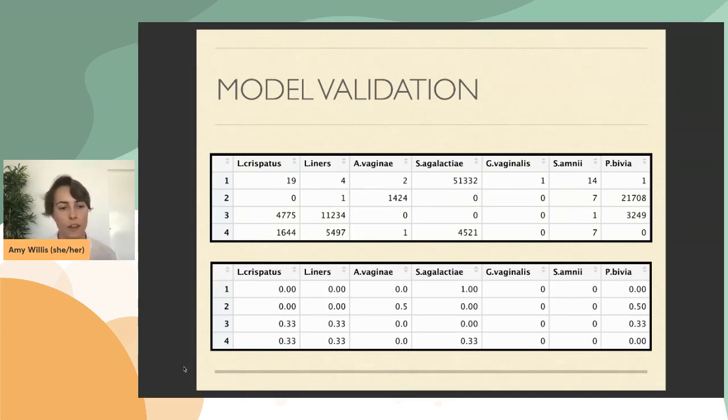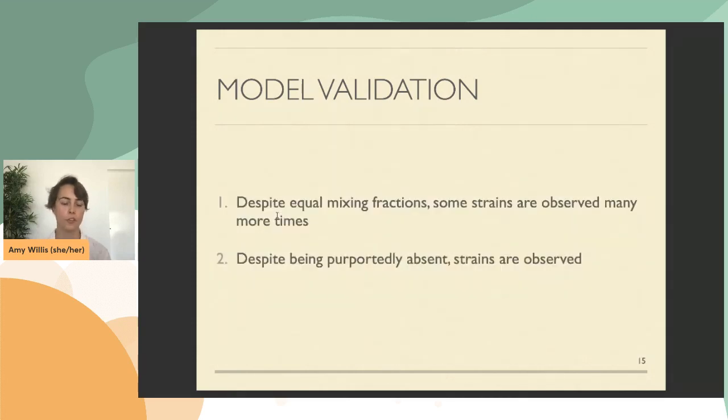So let's focus on sample 3, where we have 33% and 33% of Lactobacillus crispatus and Lactobacillus iners, and yet we're observing about 2.5 times more copies of Lactobacillus iners than Lactobacillus crispatus, so about 11,000 copies compared to about 4,800, despite there being equal copies by cell numbers of those two taxa. So those are important points.